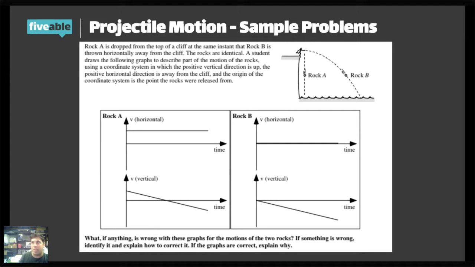So rock A is dropped. Rock B is thrown sideways. Identical rocks. The student draws the following graphs to describe the motion of the rocks using the coordinate system in which the positive vertical direction is up and the positive horizontal direction is away from the cliff. The origin is where they were released from. What's wrong, if anything, with these graphs? If something is wrong, identify it and explain how to correct it. And if the graphs are correct, explain why.